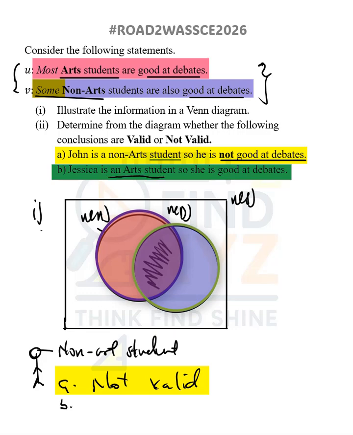Now let's look at the second conclusion. Jessica is an art student, so she is good at debate. My first question is, are all art students good at debate? The answer is no, because there are sections of these students, this part, that are not good at debate, and we don't know where Jessica falls, so we don't have enough evidence to draw this conclusion. Therefore, this conclusion is not valid.